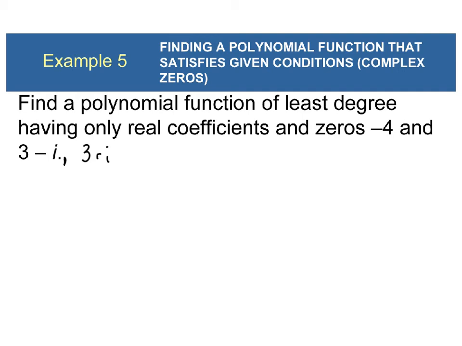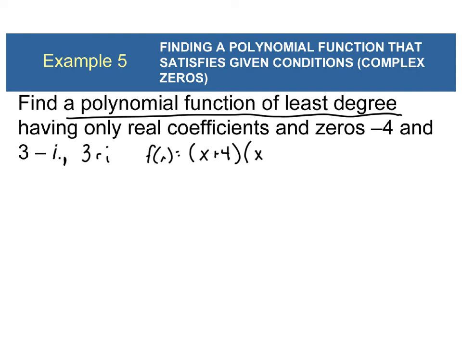Okay, so now let's find this. Now this can get complicated whenever we multiply, so I'm going to show you this one. f of x equals. Now, whenever it says find a polynomial function of least degree, we don't need to include that a on the outside. We're just going to list all of the factors that we're given, forgetting about the a. So x plus 4 is one of our factors, and x minus, and put this in parentheses, 3 minus i, and x minus 3 plus i. There you go. There's our function.